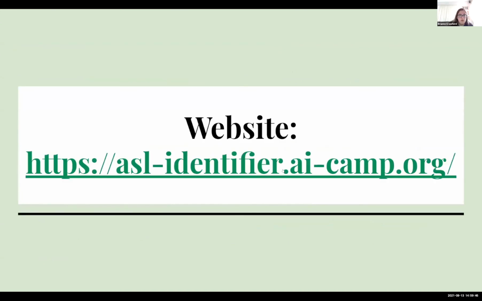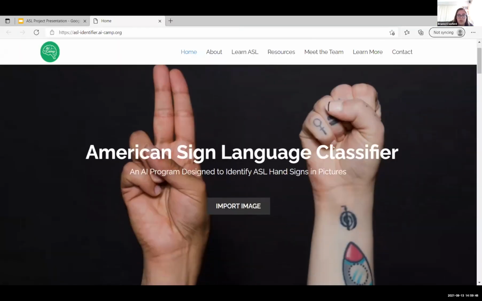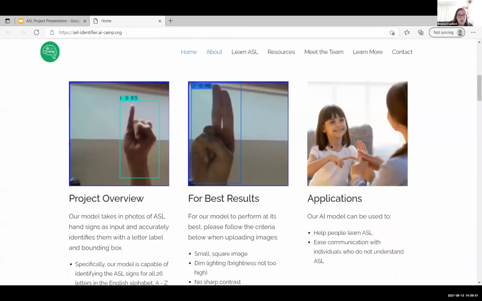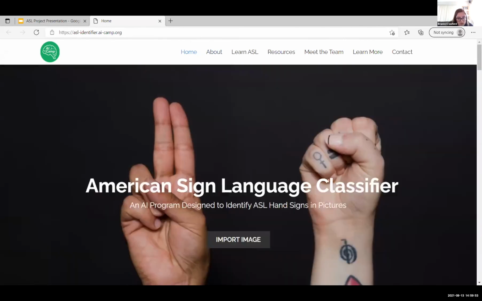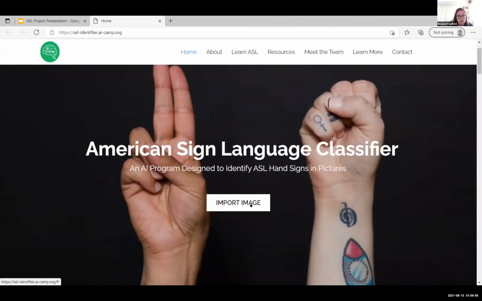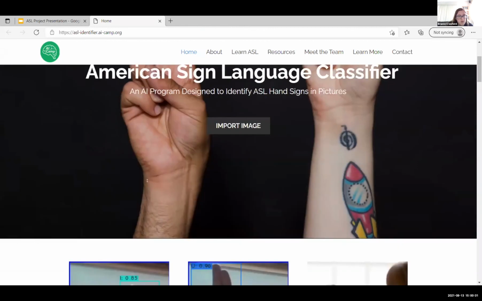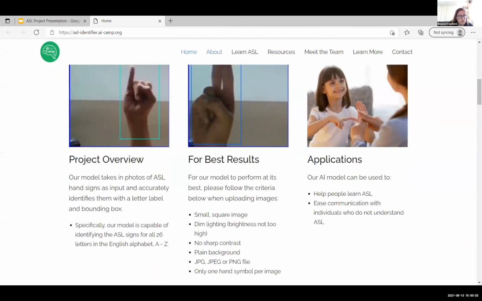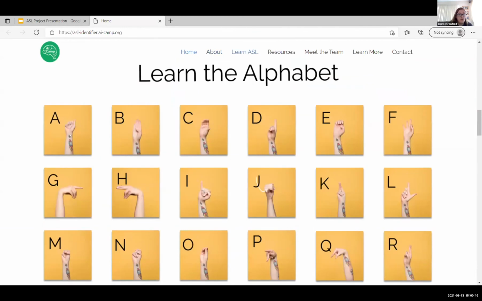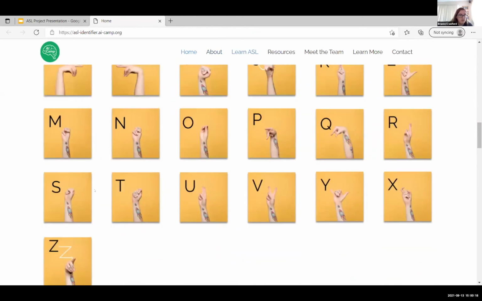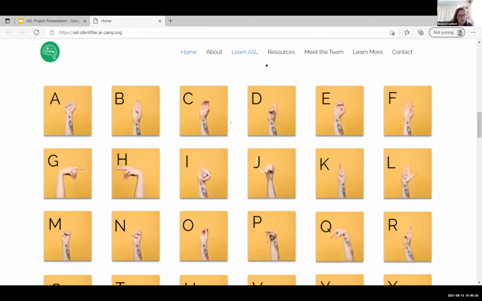All right, and here is our website. I actually really like the design we ended up with. So here's the top part of it, American Sign Language. This is where you would import any images that you want to be scanned. Down here, we have the project overview, which tells you what it's for, and best results, which we mainly had to include because of how overfitted our data was. And then our applications for the model. And we also have a chart of the alphabet for sign language.